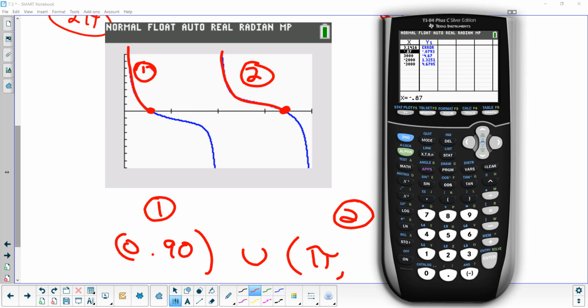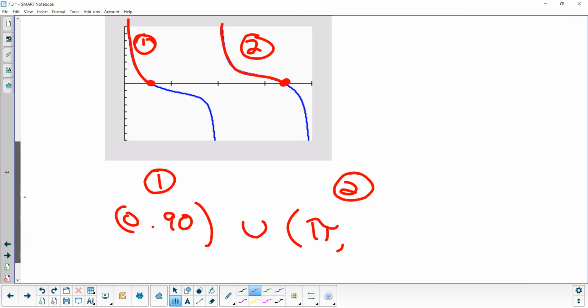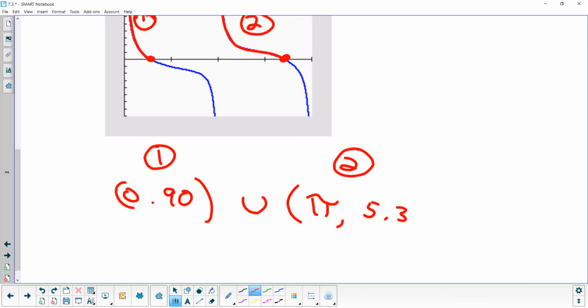So let's plug that in. Let's find the root. Second calc, zero. You gotta get over to the other piece of it. Takes a second. So we got that somewhere around 5, I think. 5.38. Including or not including the 5.38? Not including.